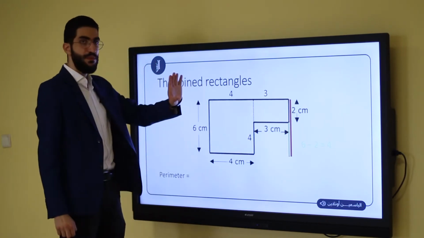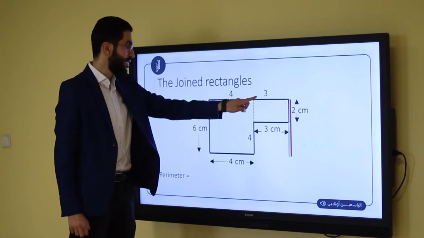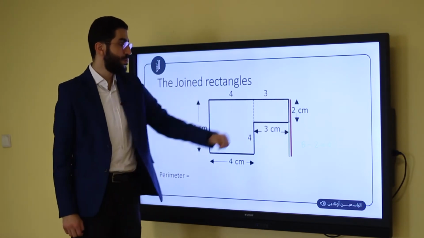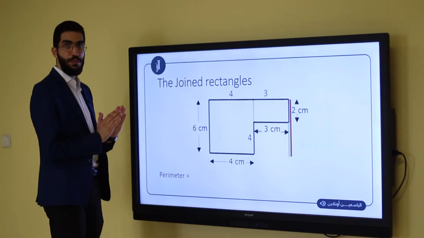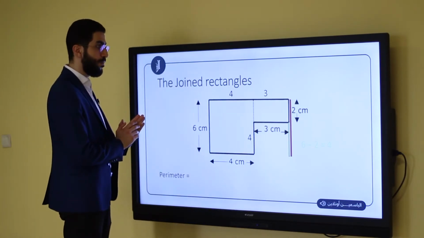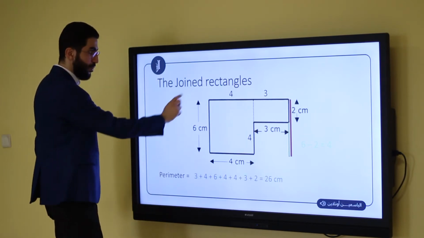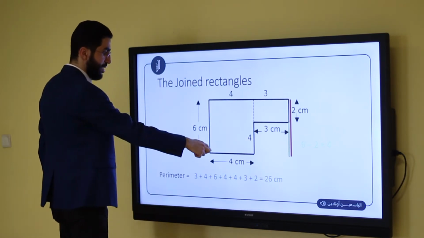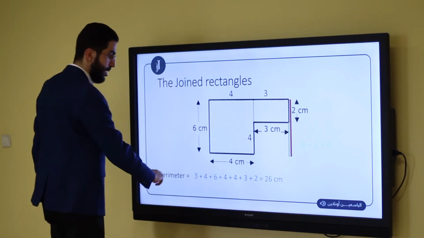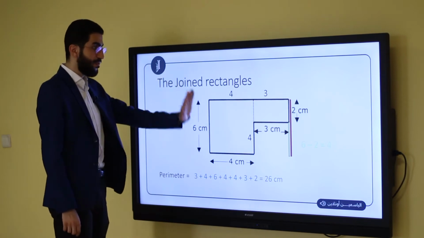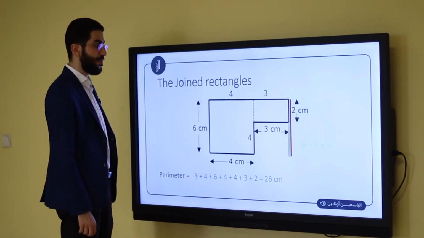Now we check, do we have the length of all the sides? Yes, this one, this one, this one, this one, this one, this one, and this one too. Okay, so now we can find the perimeter with the same equation that we know, which is adding all the sides. So we add all of them, 3, 4, 6, 4, 4, 3, 2, and then we will have 26 centimeters, okay? So the perimeter of this shape is 26 centimeters.